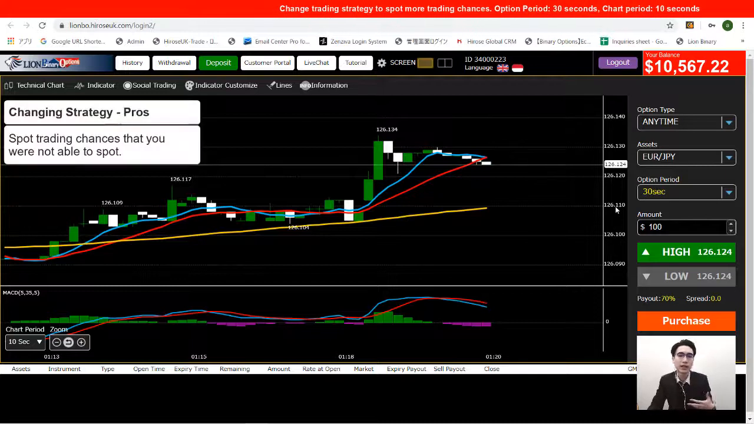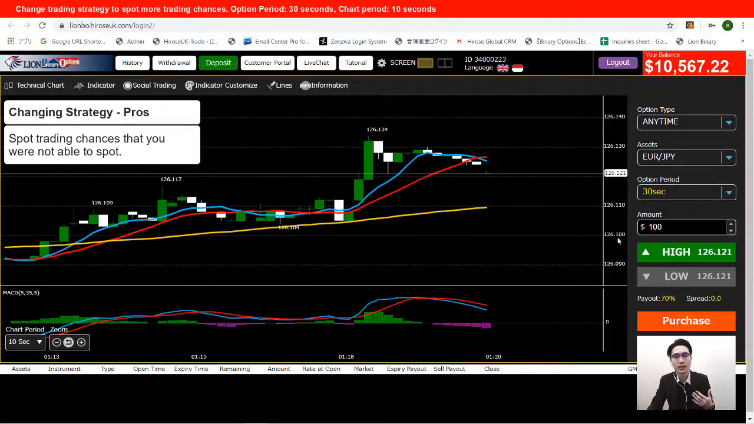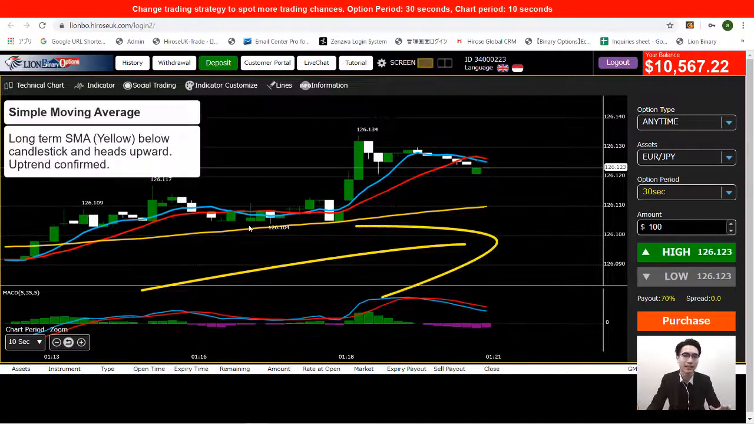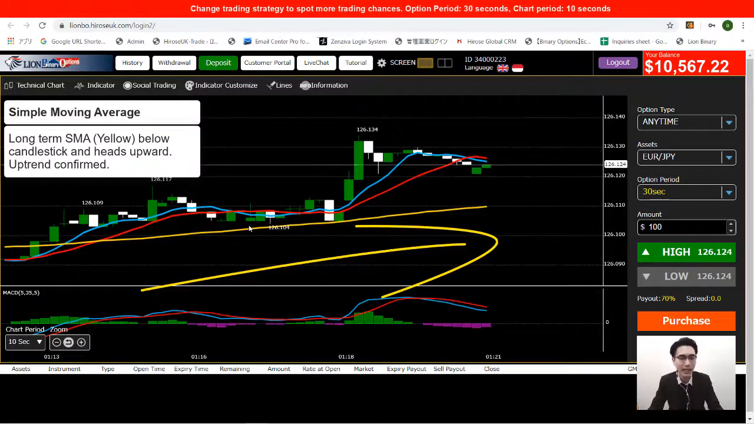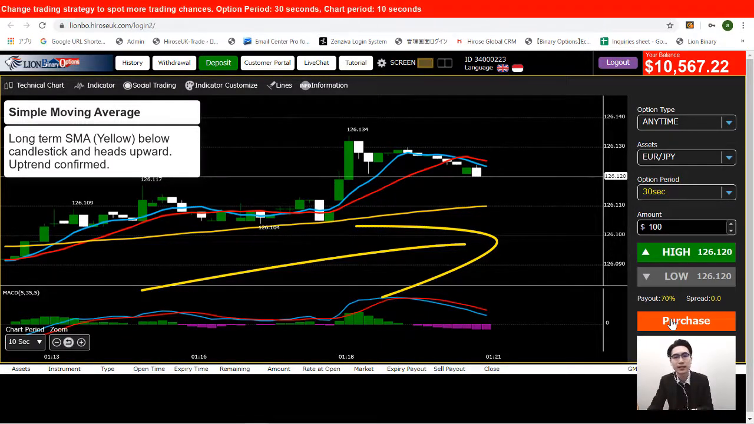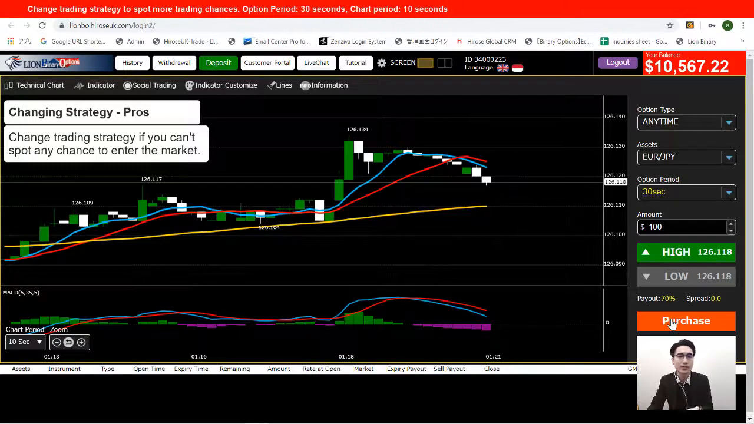After I change the strategy, what seemed to be not tradable for the GMMA is now tradable for the simple moving average. You see now the yellow simple moving average here is below the candlestick and it's heading upward. That's a really obvious sign that the market is in the uptrend, where I couldn't find it when I was using the GMMA.